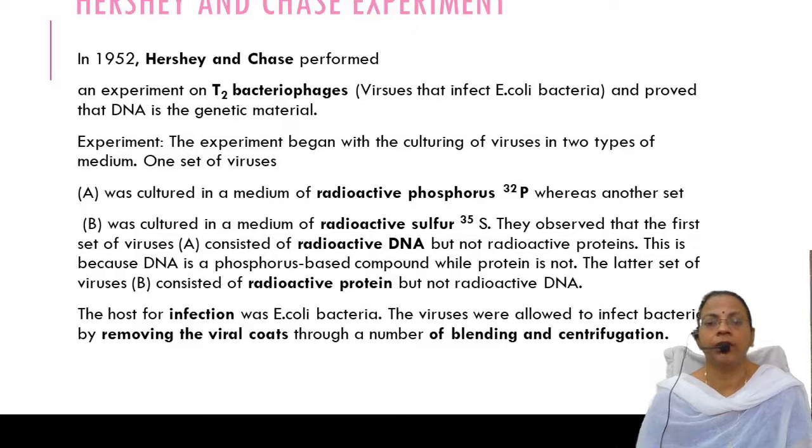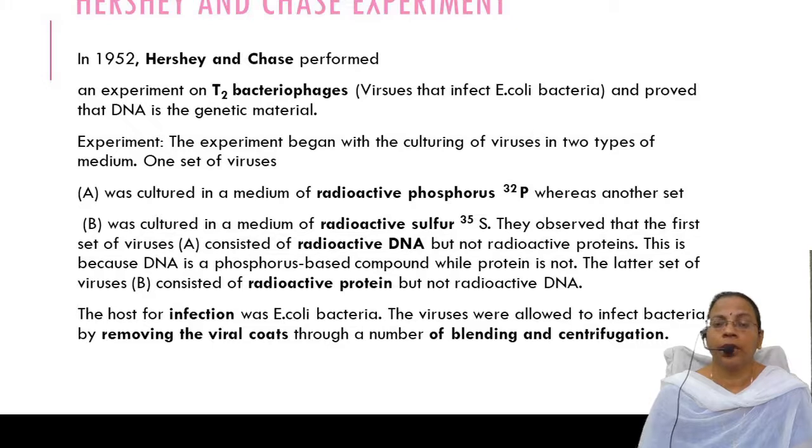In the same way, in the other set, that is in the B culture of E. coli, they introduced the bacteriophage in which the protein coat is labeled. Protein means the main ingredient is sulfur. So the bacteriophages were allowed to grow in that second culture, labeled with sulfur 35. And they conducted the experiment in 3 steps.